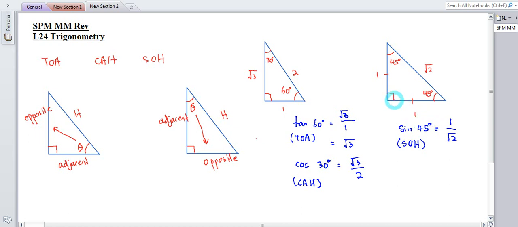This is the way we use these two triangles to help us get the tangent, sine, cosine for 30 degree, 60 degree, 45 degree. I hope that you can memorize these two right angle triangles. It will help you in solving trigonometric questions, especially in the ACMAC.